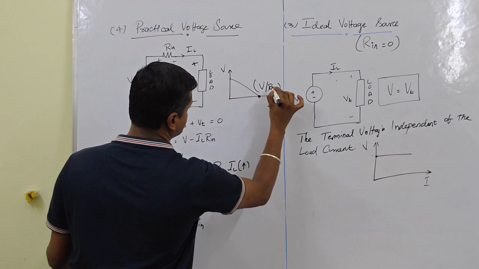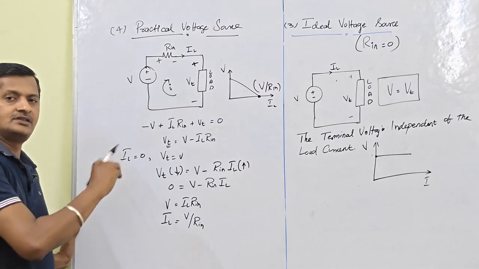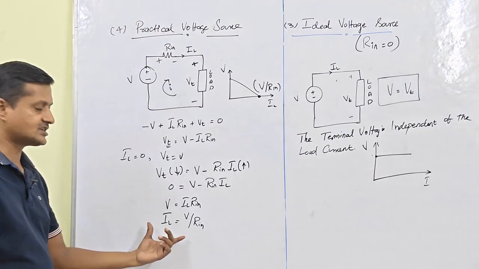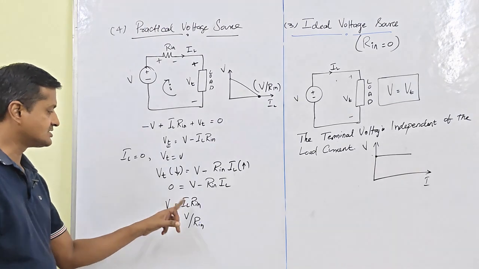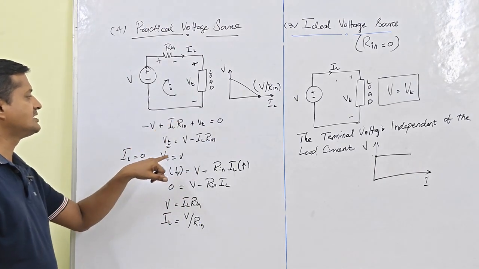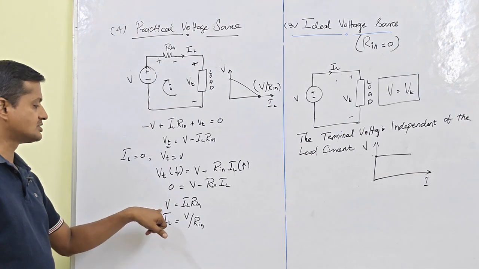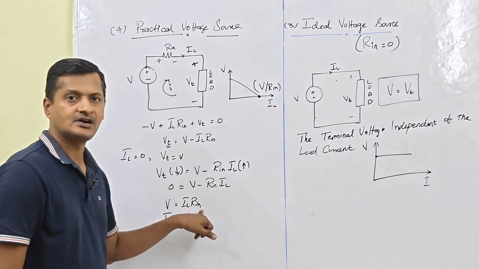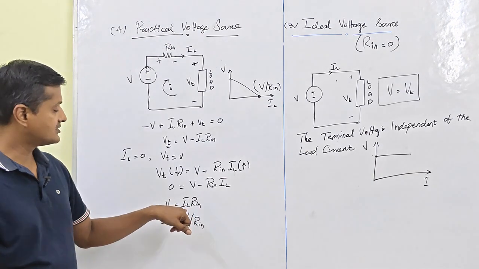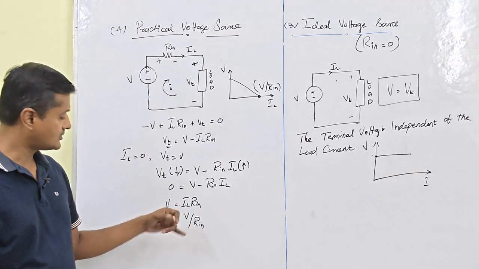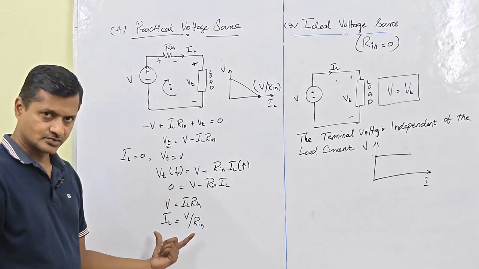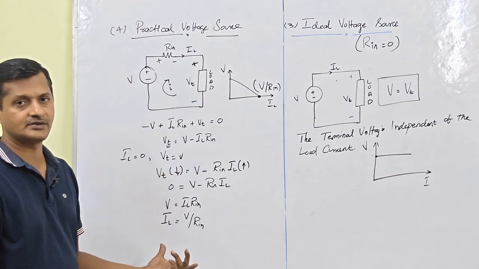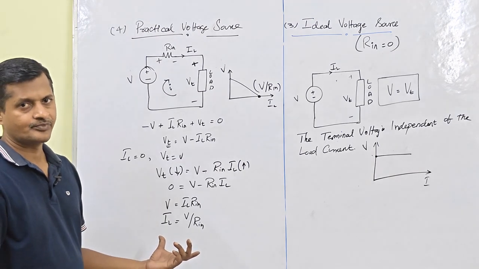So what we understand is that in this practical voltage source, the terminal voltage is a function of load current. The source voltage V is constant and the internal resistance is constant, it does not change. Okay? But which parameter changes? Only the load current changes. So in a practical voltage source, the output voltage, the terminal voltage, is a function of load current.